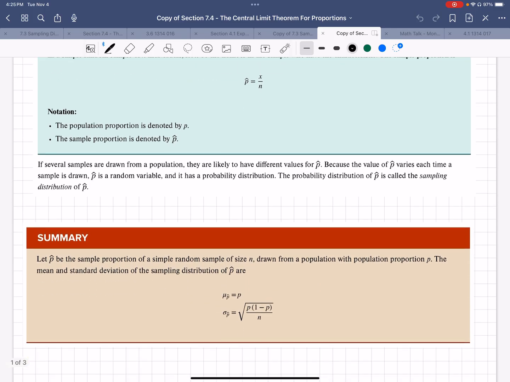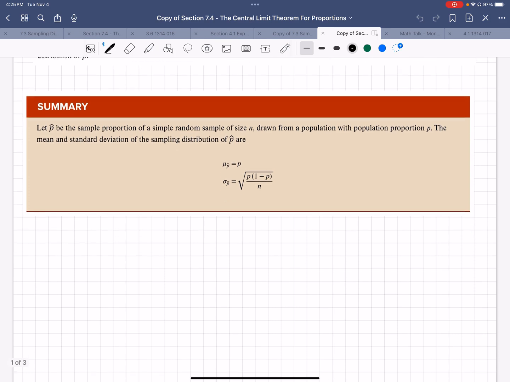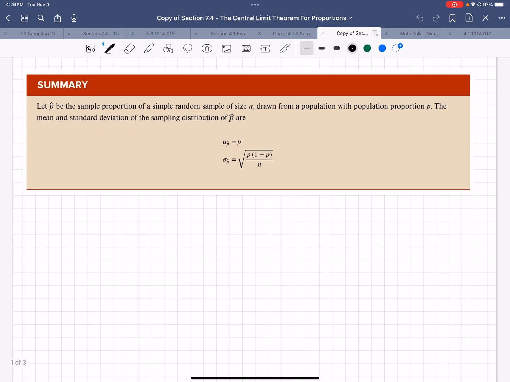Let P hat be the sample proportion of a simple random sample of size n drawn from a population with a population proportion P. The mean and standard deviation of the sampling distribution of P hat are as follows. The mean of P hat equals P, so this is very similar to last time when we looked at the mean of the sample distribution being equal to the mean of the population. Okay, so the mean of P hat equals P. The standard deviation of P hat, however, is going to be the square root of P times 1 minus P divided by n.